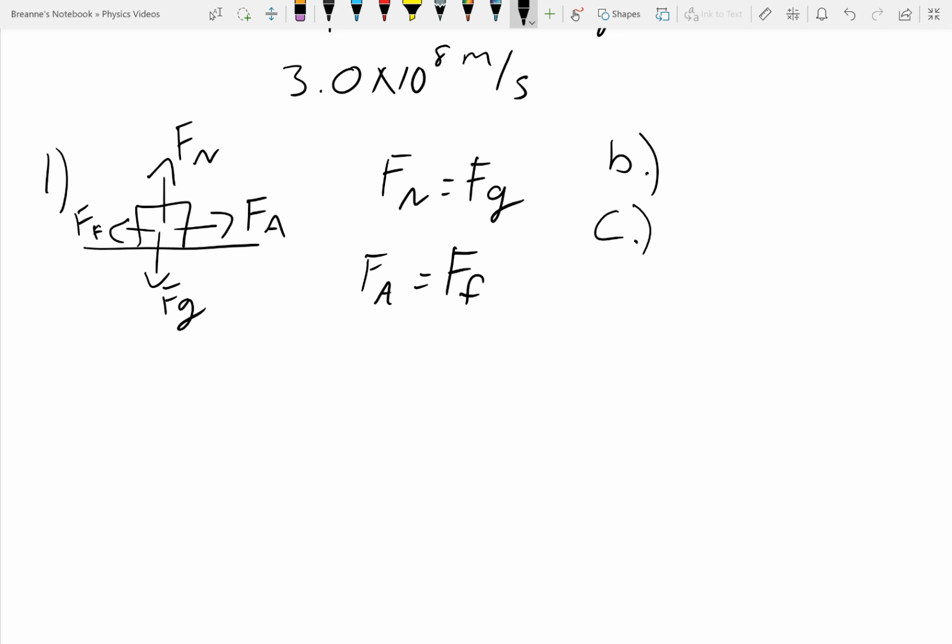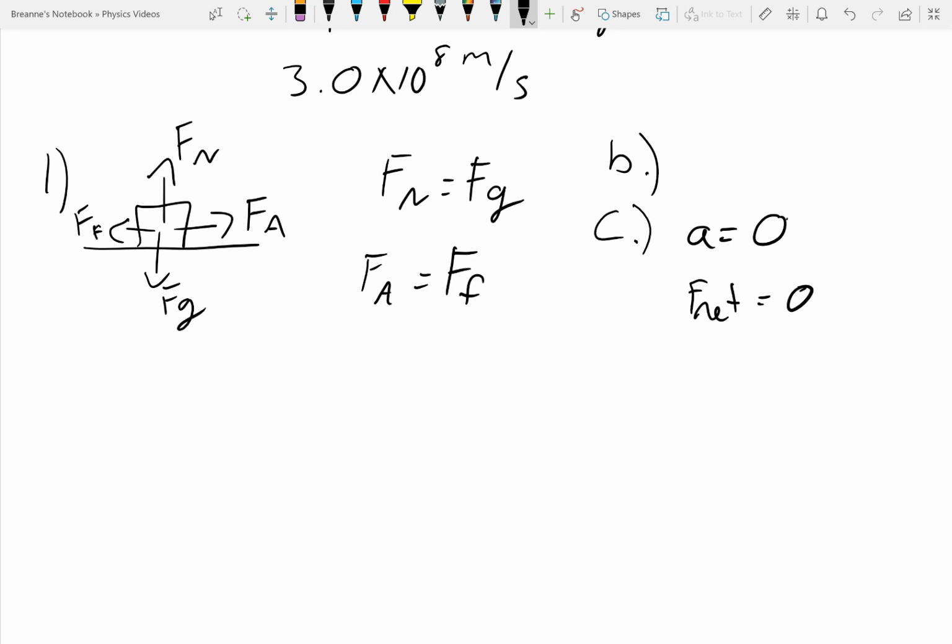Now, not moving seems obvious, right? It's balanced. The object is not moving. Constant velocity is the one that a lot of people still have trouble with. Basically, think about it: if it's constant velocity, that means your acceleration is 0. If your acceleration is 0, that means your net force is 0. That doesn't mean there's no force there. It just means your net force is 0.